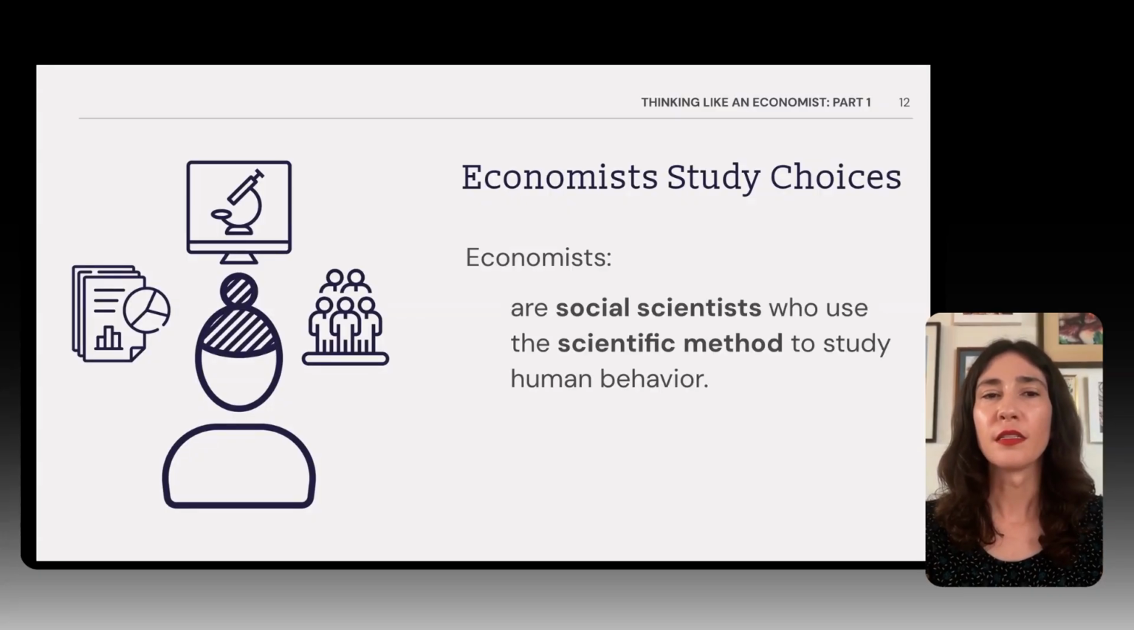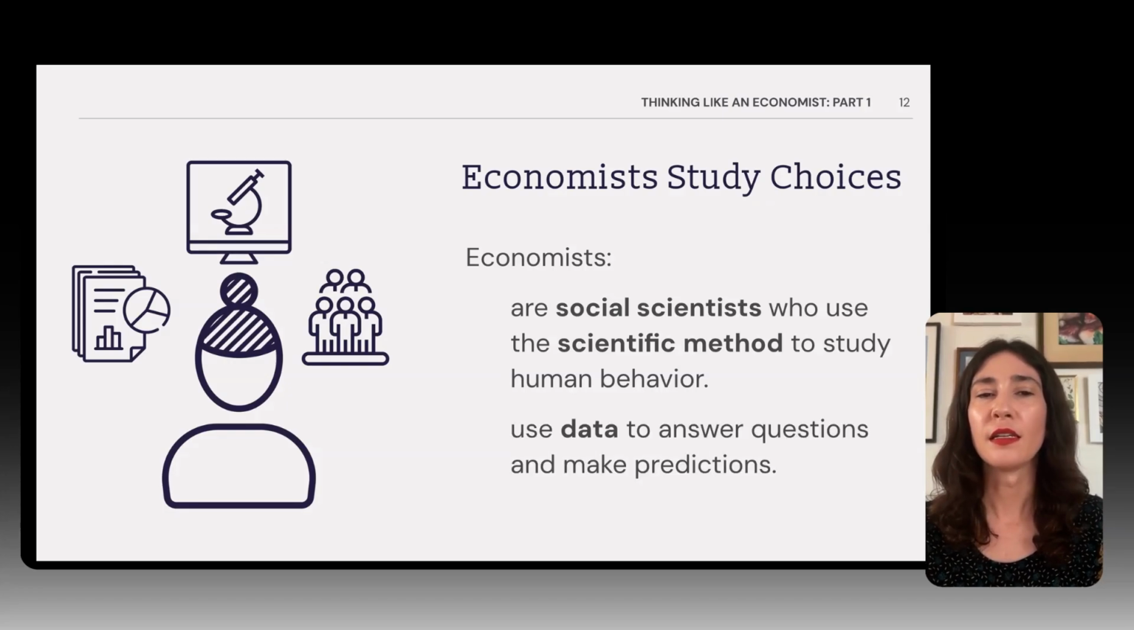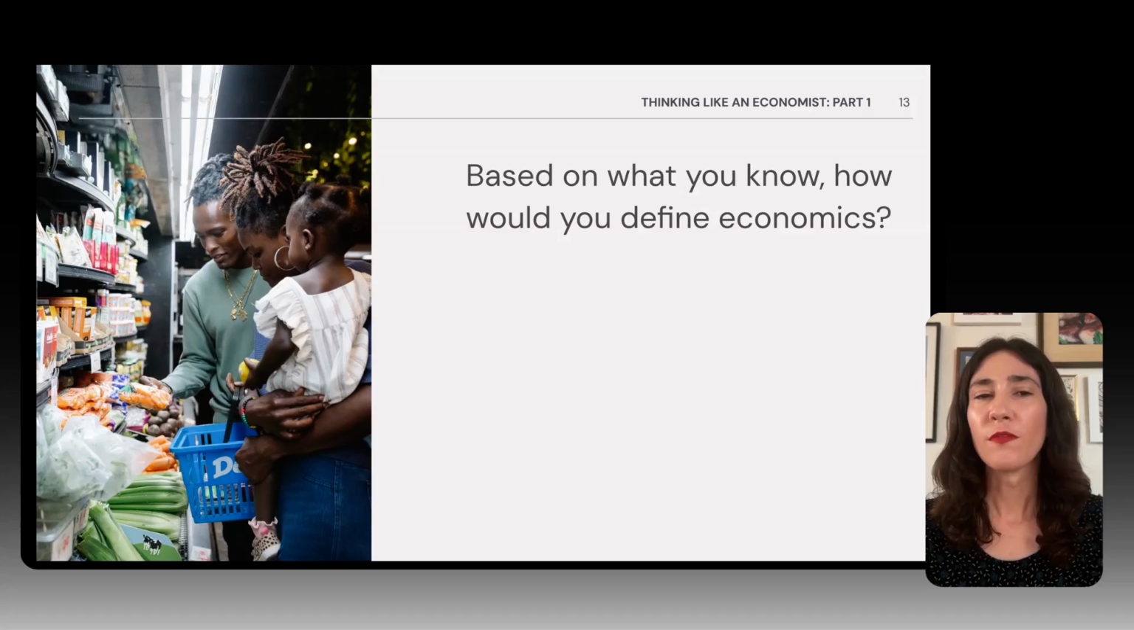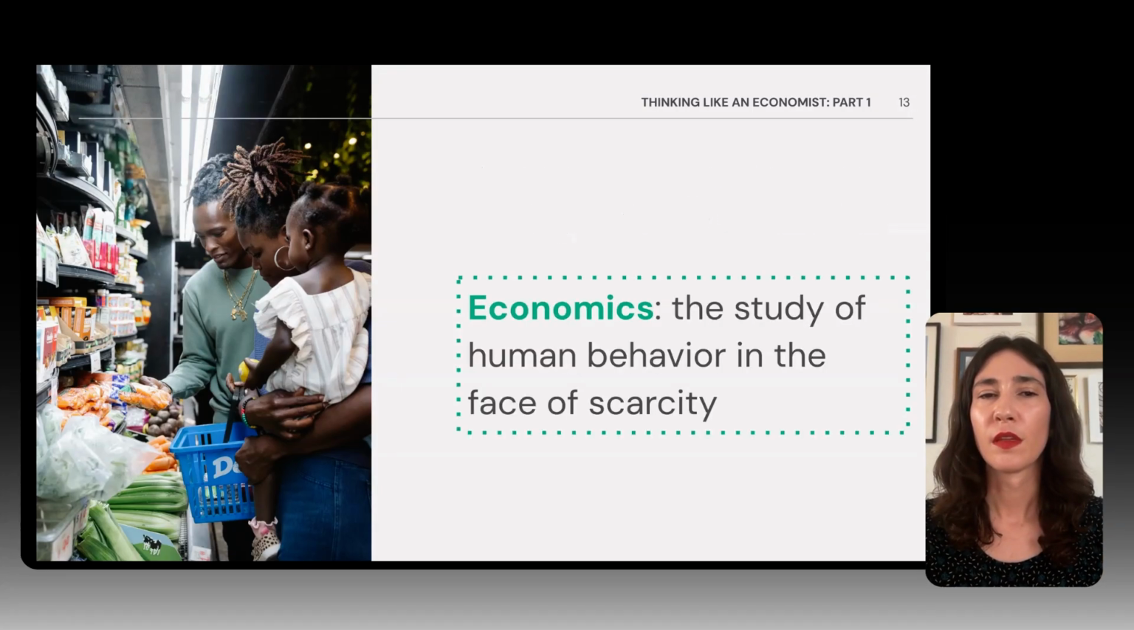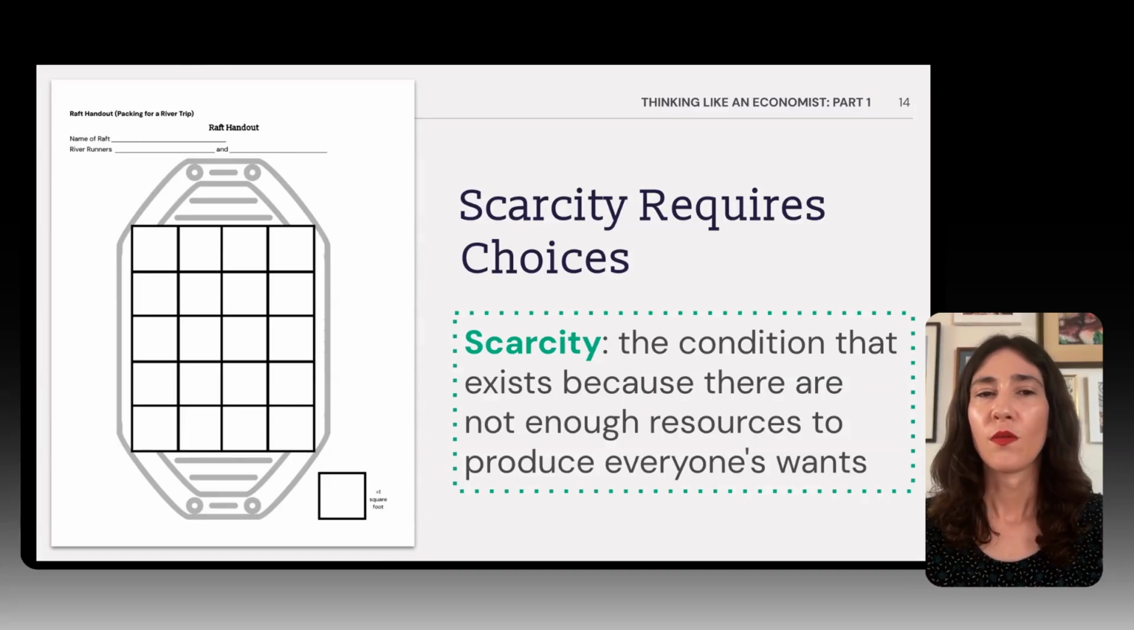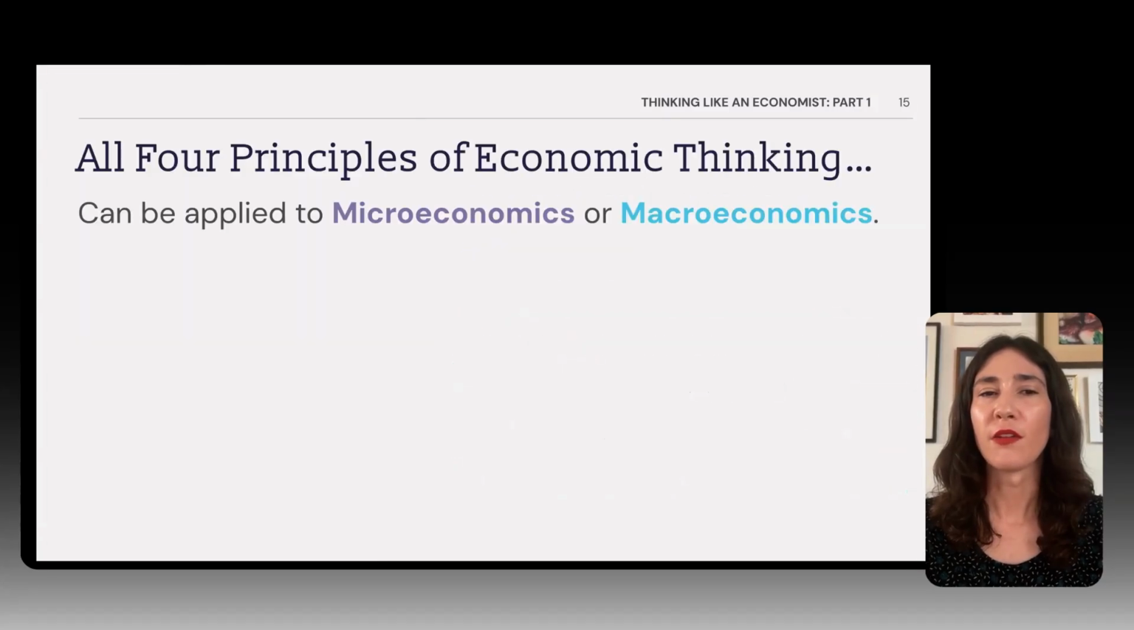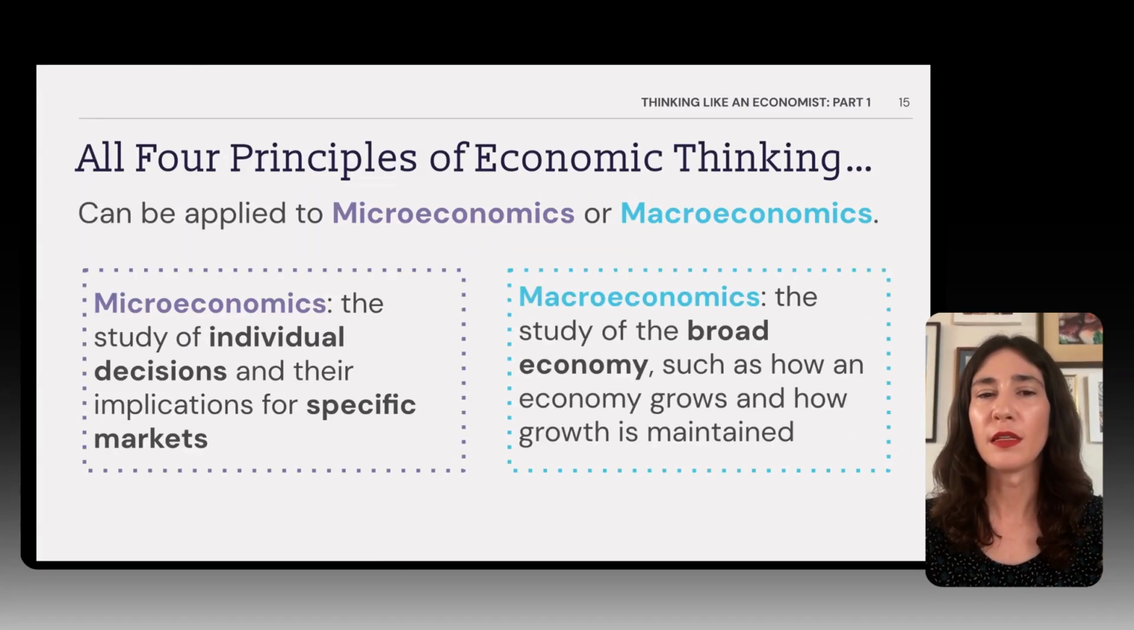Economists study choices. They're social scientists who use the scientific method and use data to answer questions and make predictions. Before revealing our definition, we have students consider how they would define economics. We also define scarcity, microeconomics, and macroeconomics.